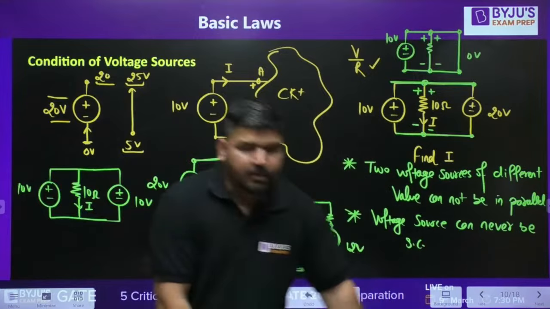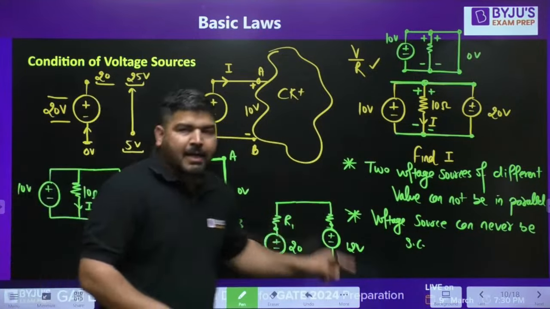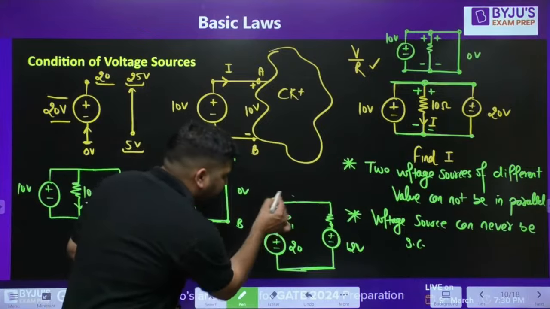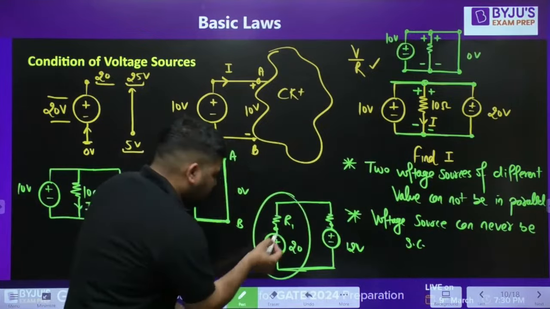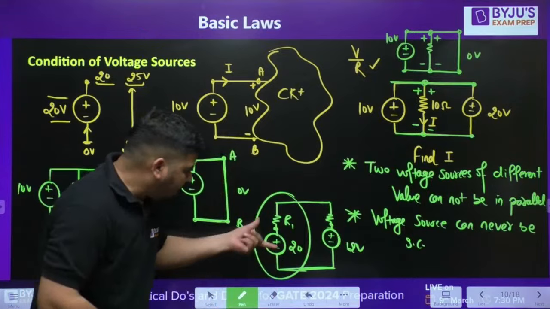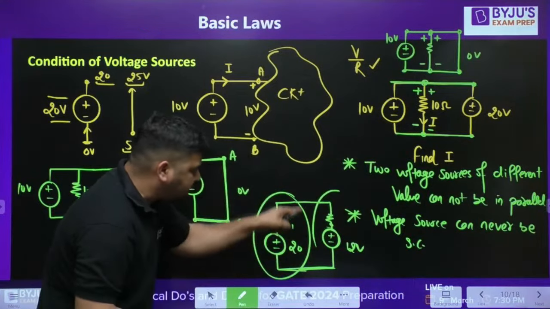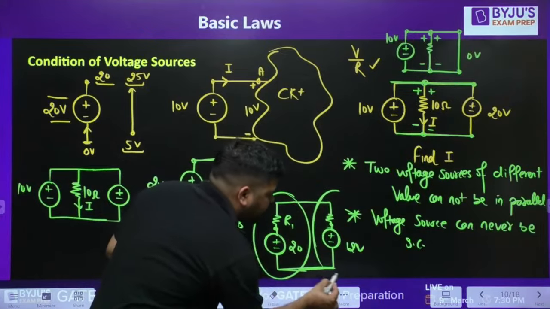Sir, battery again. Okay, let me repeat this. A battery is not an ideal source. A battery has some internal resistance. So this is a battery representation. So we have a 12 volt battery like this, and a 20 volt battery can be represented like this, and a 12 volt battery can be represented like this.